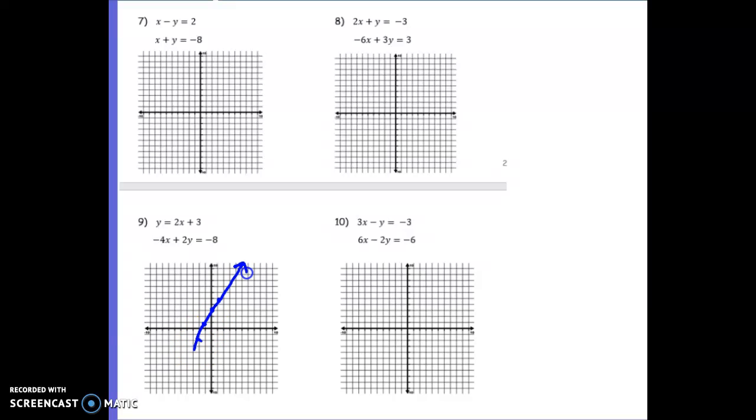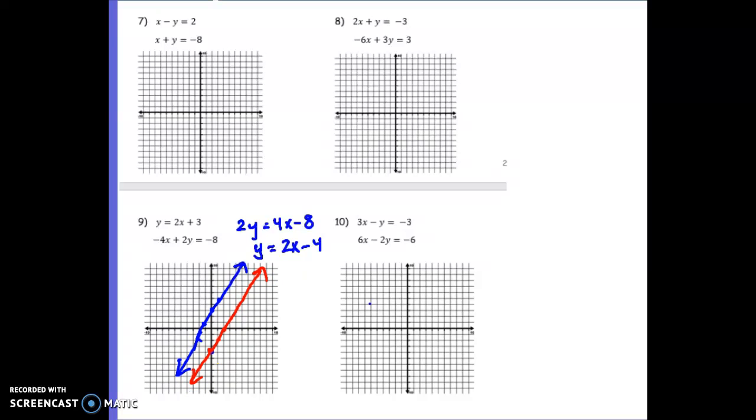This looks like this. Okay, and then the second one I've got to put in slope-intercept form. So I've got 2y is equal to 4x minus 8, and when I divide both sides by 2, I end up with y is equal to 2x minus 4. Okay, so if you notice 1, 2, 3, 4, now with my slope of 2, these two lines are actually going to run parallel to each other. So it's going to look like this.